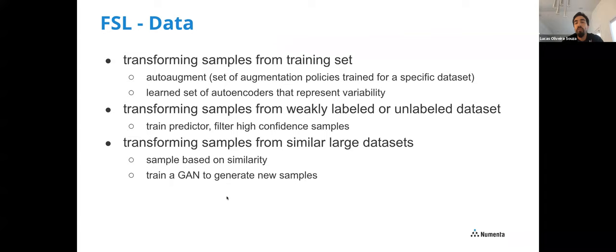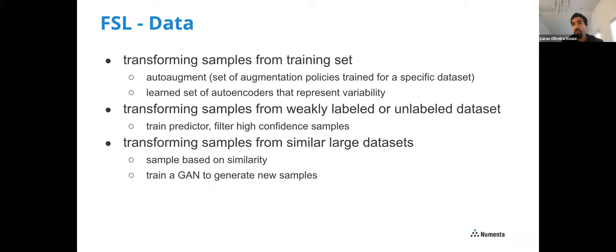So building prior knowledge into the data can be done, for example, by transforming samples from the training set. One example is AutoAugment, which can be seen as a possible solution. In AutoAugment, you use reinforcement learning to learn a set of augmentation policies which are trained for a specific data set. So the knowledge is being built into those policies that tell you the best way to augment your data. That means if you're using these, you could use a lot fewer samples and just augment those samples to increase the size of your data set.